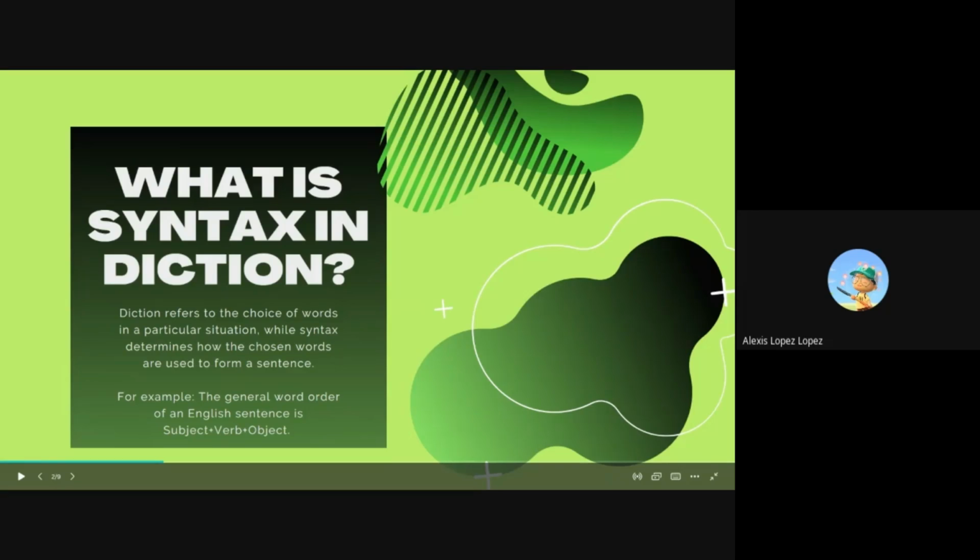For example, the general word order of an English sentence is subject plus verb plus object. Can anyone give me an example of a simple sentence using the subject, a verb, and an object, please? I played with the ball. Correct. I being the subject, played being the verb, and the ball being the object. That would be the correct way of formulating your sentence. So that would be the syntax, basically.